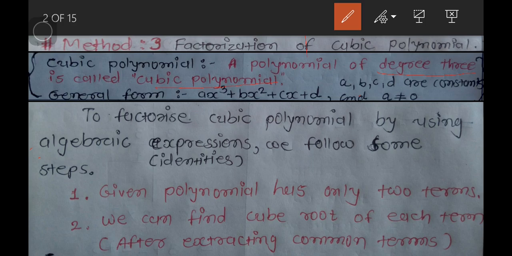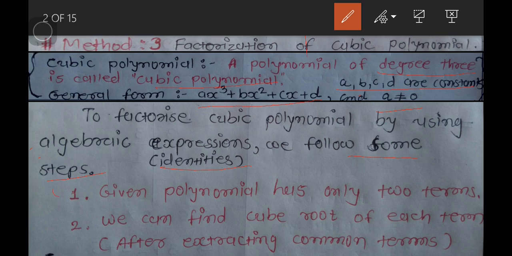ax cube plus bx square plus cx plus d. And here we know that a, b, c and d are constants and a does not equal 0, as we studied. So let us understand how we can factorize a cubic polynomial. To factorize a cubic polynomial by using algebraic expressions or identities, we follow some steps, as given following.